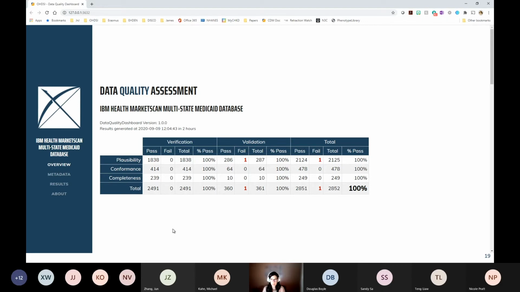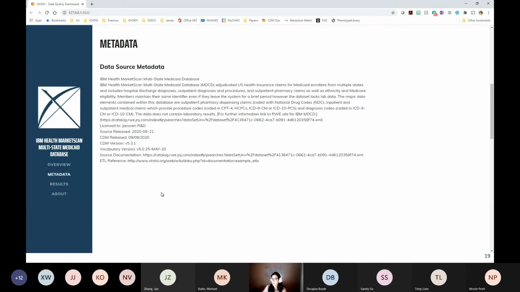state-funded administrative claims. And you can see it brings up a nice overview, and you can see our, not the con categories, as we've been told not to call them that, but the harmonized data quality categories and contexts, and how many checks were run in each intersection of a context and category, and the number of passes and fails. And there's some metadata about the database.